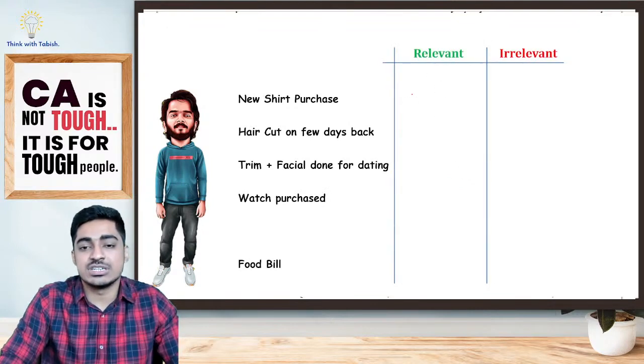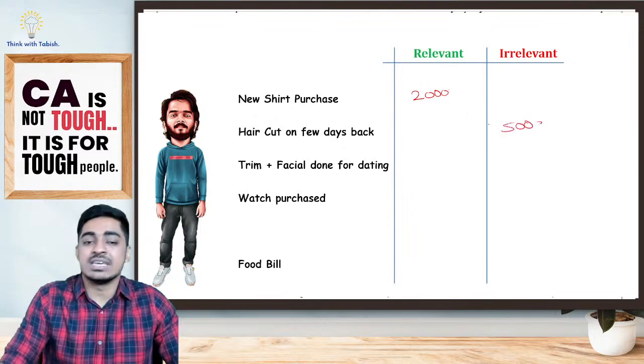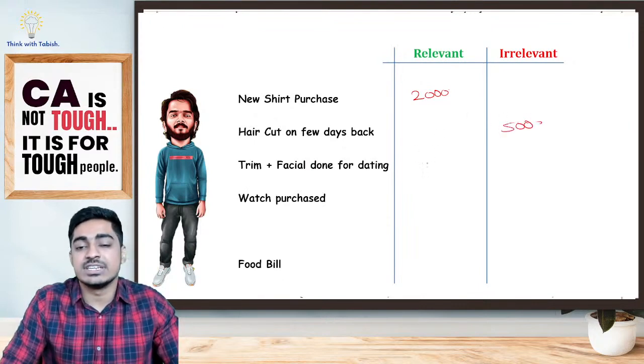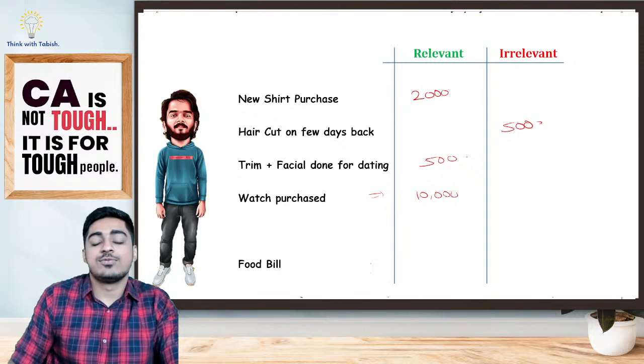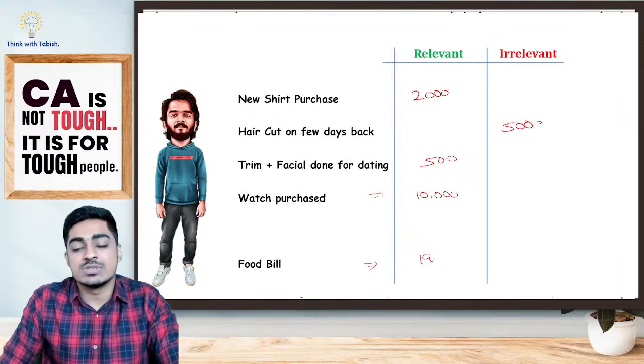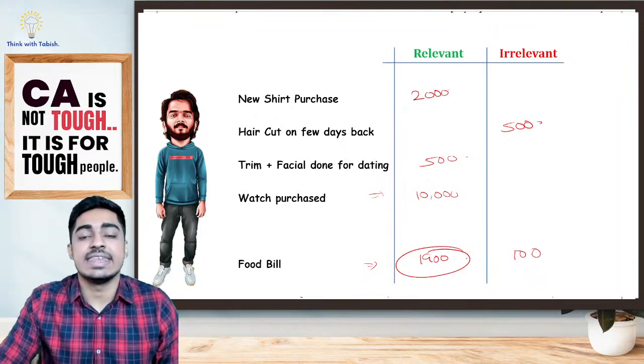Yes, he can tell new shirt 2000 was relevant. Haircut which he got 5 days back was irrelevant. Trim, fresh facial which he did specifically for this, it is relevant. Watch which he has purchased for gift is relevant. Food bill out of 2000 rupees, 1900 is relevant. 100 otherwise also he would have incurred, that is irrelevant.